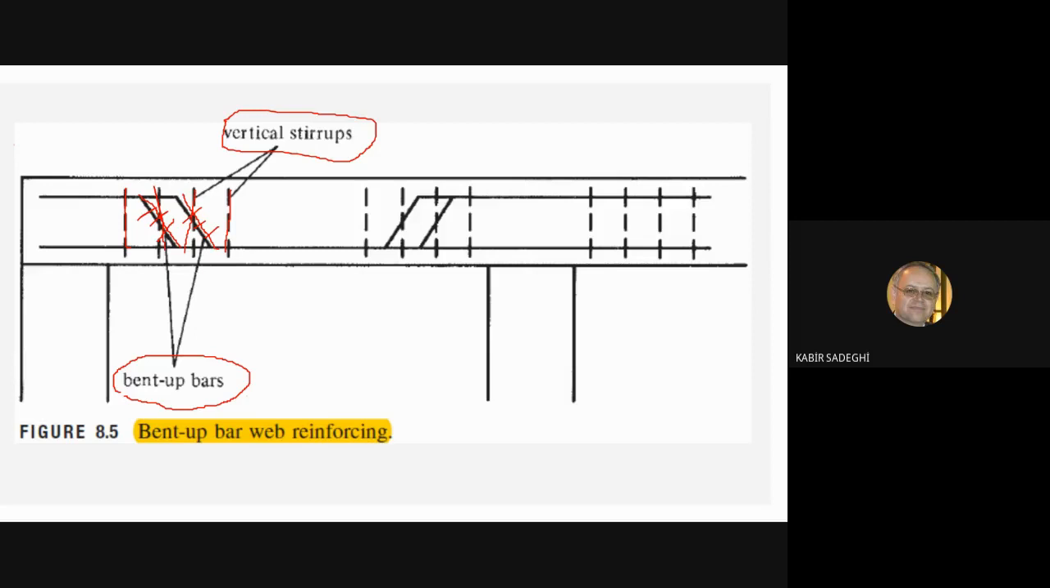Okay, therefore we have two types of stirrups. One is vertical. The other one is inclined or bent up. Here you see the inclined one, and also you see the vertical ones. Both of them are okay and good.